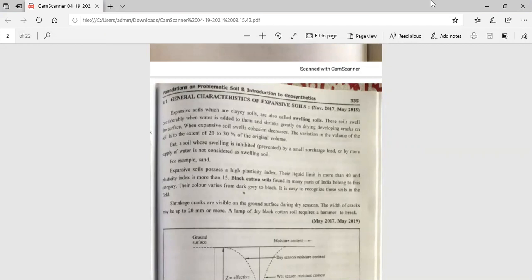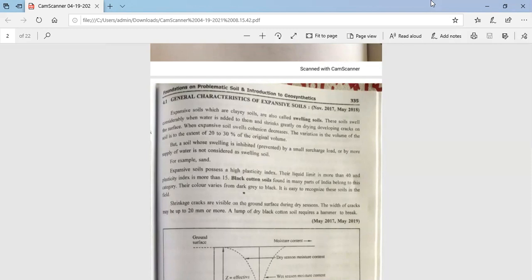Right? But a soil whose swelling is prevented by a small surface load or by more supply of water is not considered a swelling soil, right? For example, sand. Expansive soil possesses a high plasticity index. Their liquid limit is more than 40 and plasticity index is more than 15.